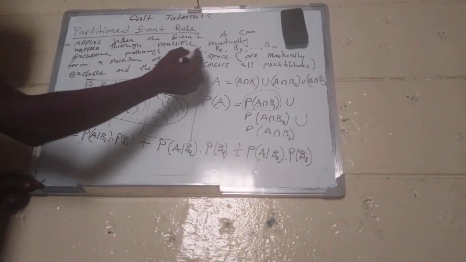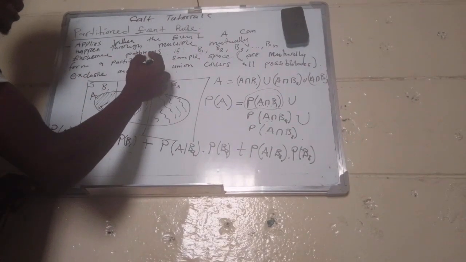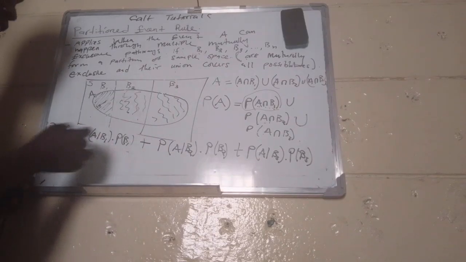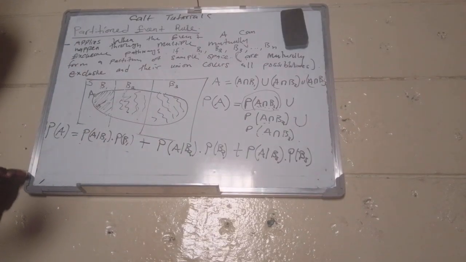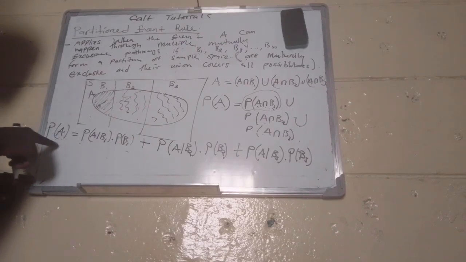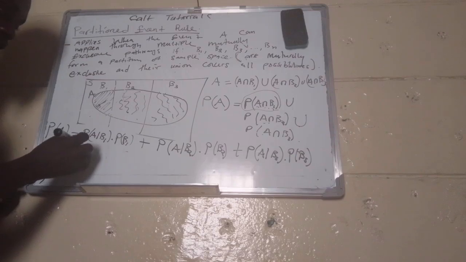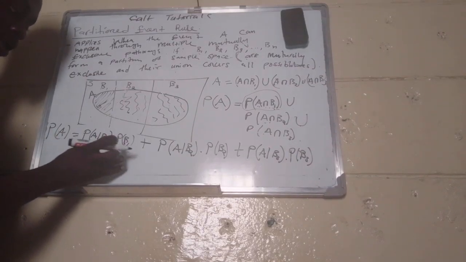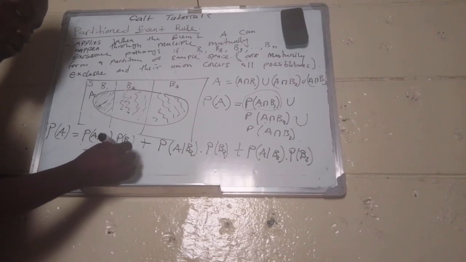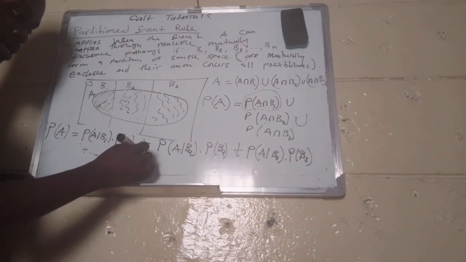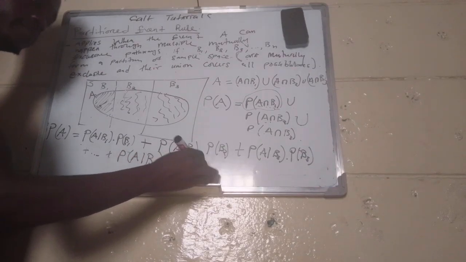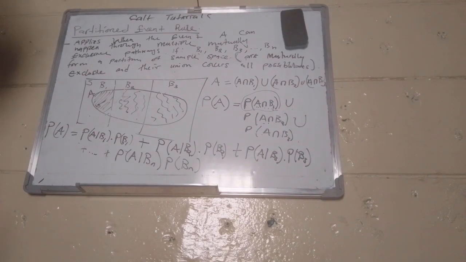Now, because of this definition, I'm simply saying that B can be a partition, multiple partitions, for the sample space. This can continue adding up until I reach Bn. So the total probability of A can still continue being added up, plus up to the probability of A given Bn multiplied by the probability of Bn.